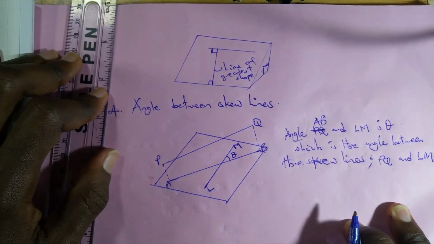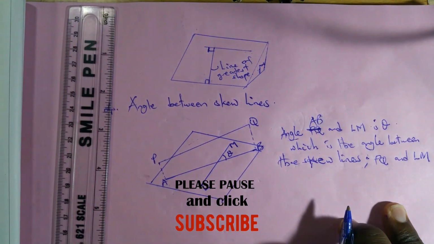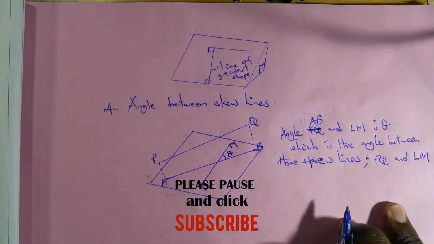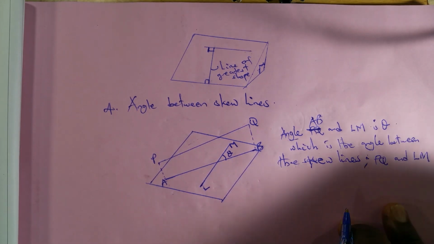Okay guys, I think for today we are done, and in the next video I'm going to do examples for you that involve finding the angles between these lines, skew lines, between line and plane, between planes, and maybe line of greatest slope if you have any example close to that.